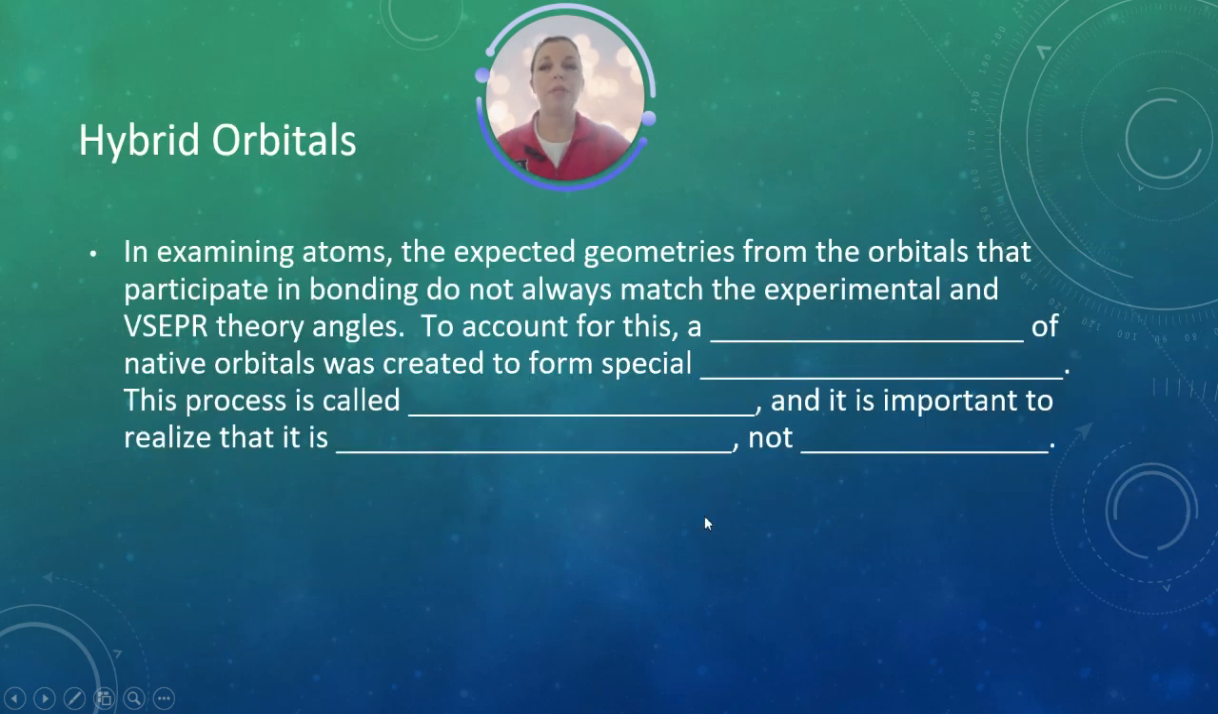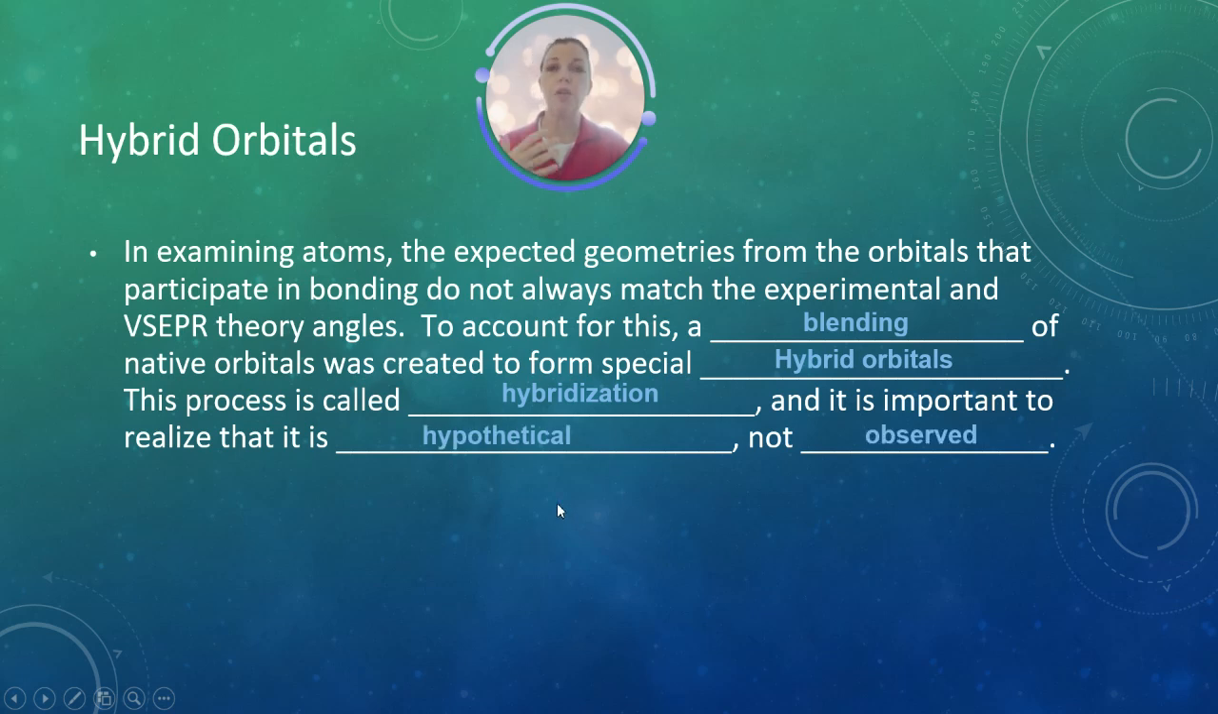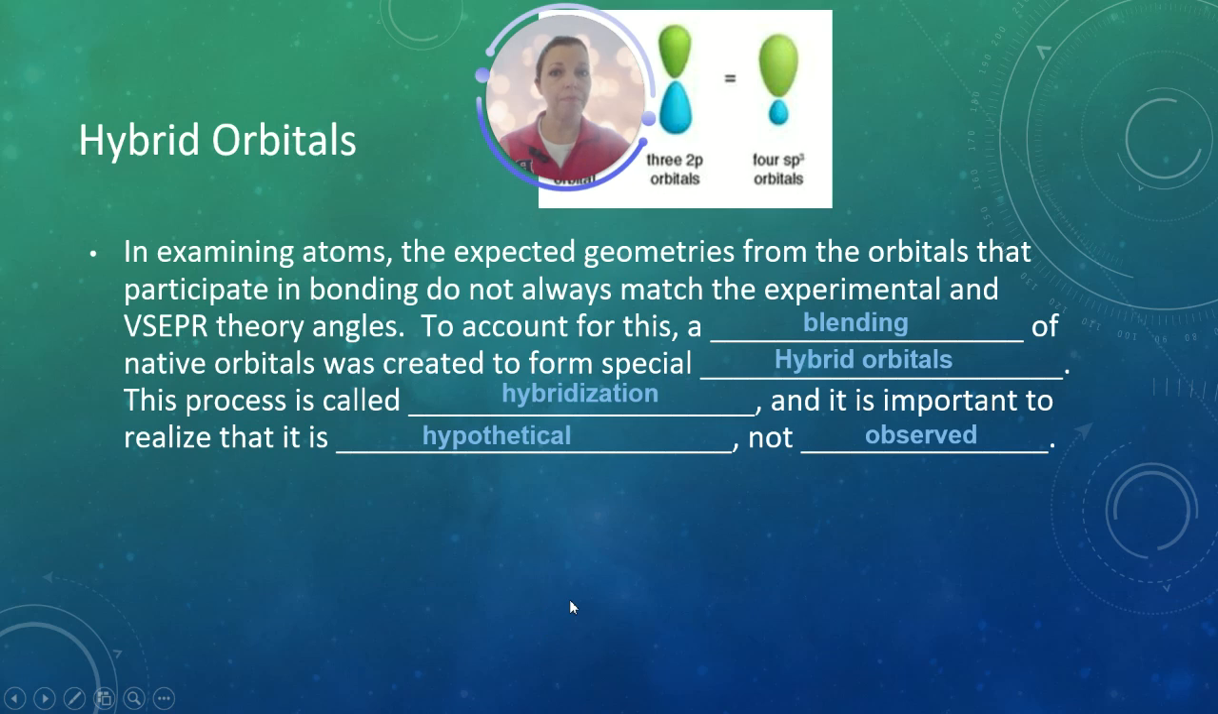Let me show you. In examining atoms, the expected geometries from the orbitals that participate in bonding do not always match the experimental and VSEPR theory angles. So to account for this, that's where we come up with this blending of the native orbitals to create special hybrid orbitals. And that's what we call hybridization. It's important to realize this is hypothetical, not observed, but it does fit the data. And so it is a model that we're working with.